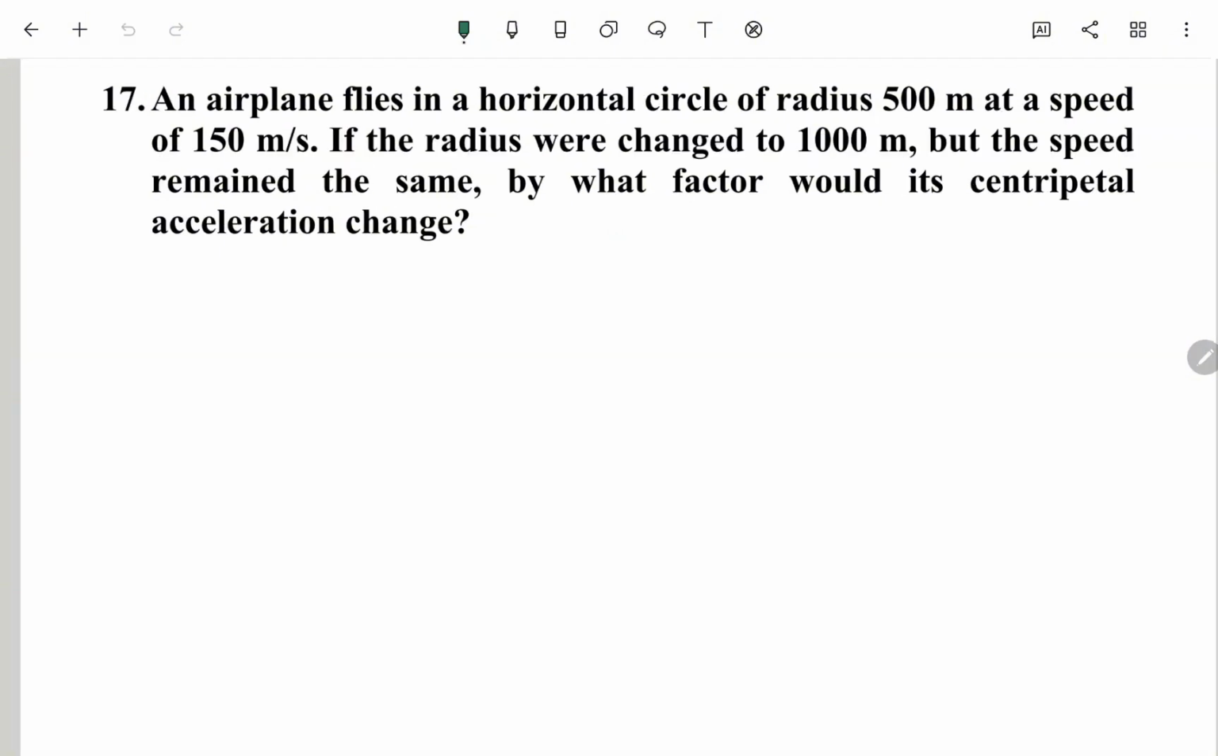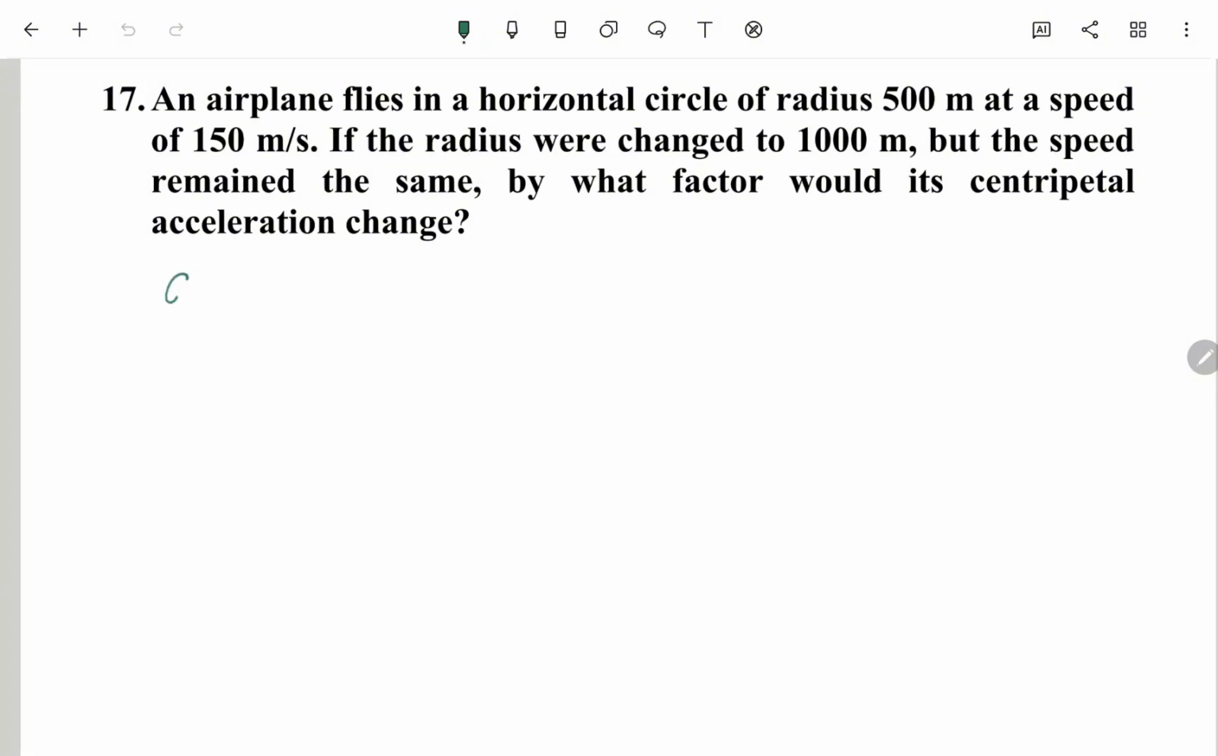An airplane flies in a horizontal circle of radius 500 meters at a speed of 150 meters per second. If the radius were changed to 1000 but the speed remained the same, by what factor would its centripetal acceleration change? Now same question as before, but in this case the radius is doubled and the speed remains the same. We want to find what's going to happen to the acceleration if the radius of the circular path is doubled.